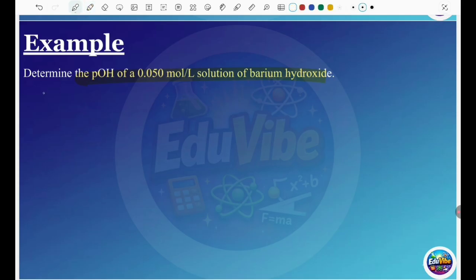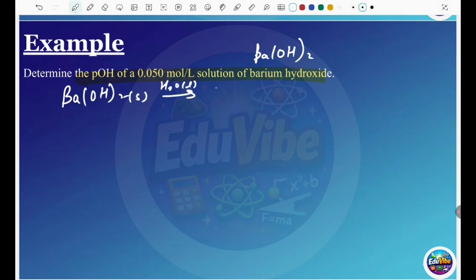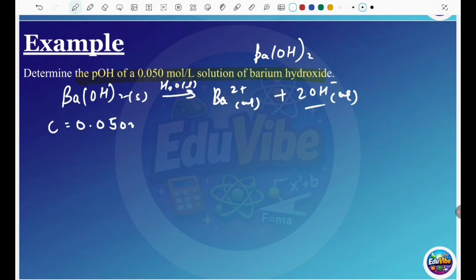In this we have Ba(OH)2, which is a solid, so you have to dissociate it. You will get Ba2+ aqueous plus 2OH- aqueous. So we have to find the concentration of OH- to find the pOH. Basically you have a concentration for this of 0.050 moles per liter. So the concentration of OH- is equal to 0.050 moles per liter.